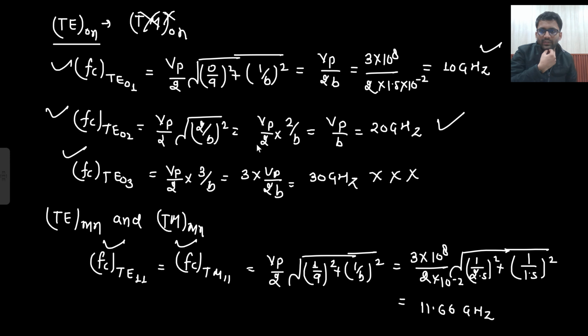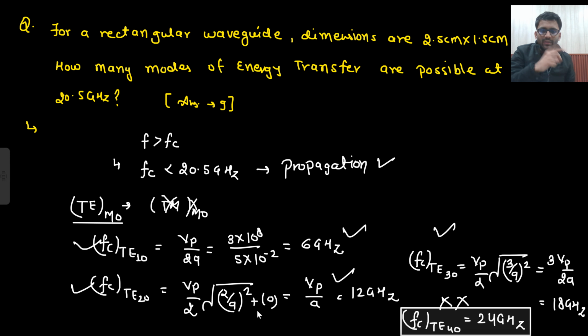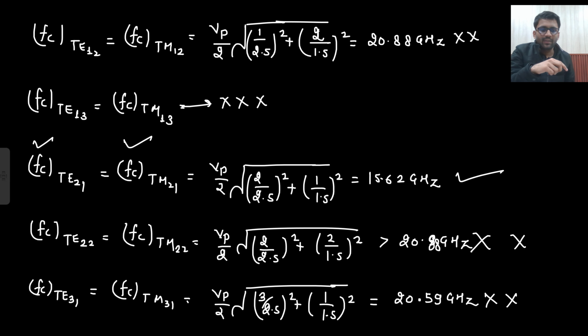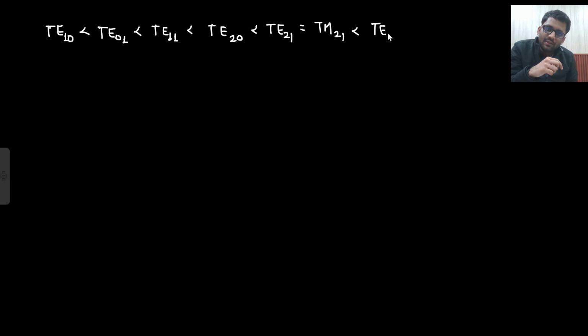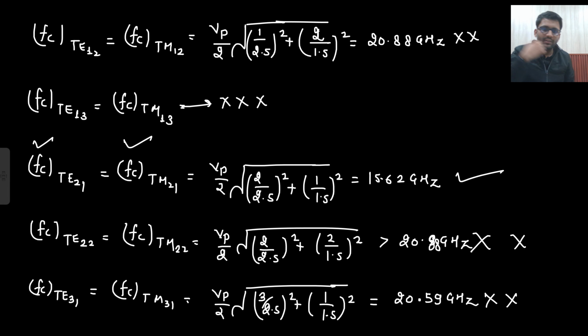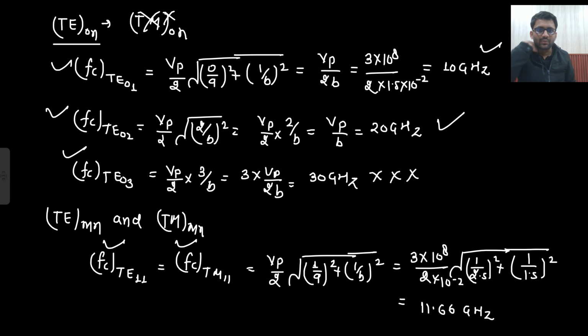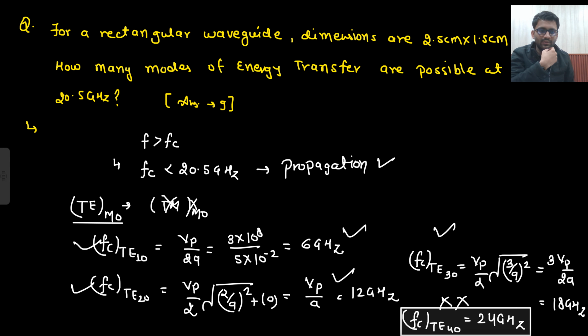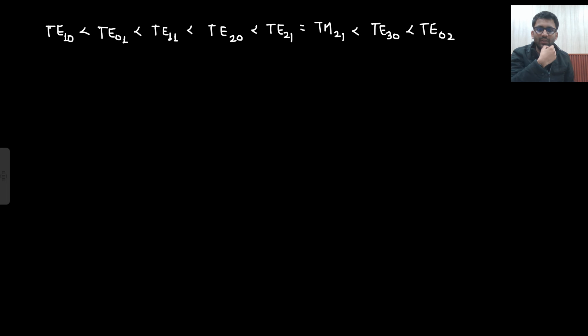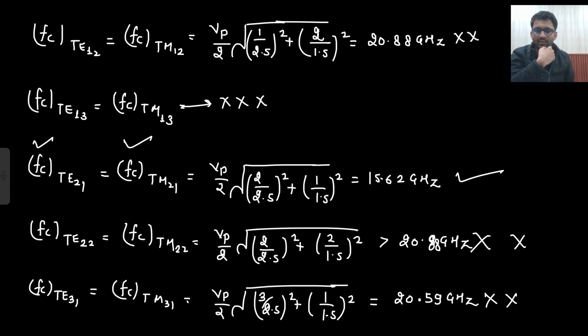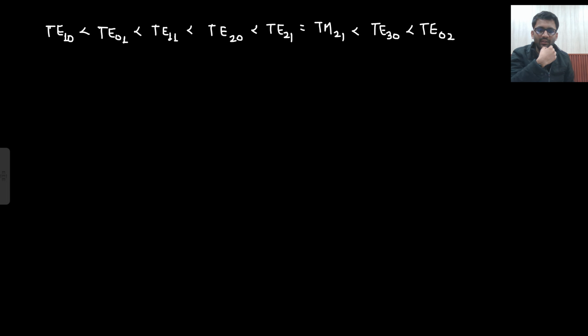11.66 is also covered. 02 will come later on. First 30 will come, and TE30. Then TE02. 1, 2, 3, 4, 5, 6, 7, 8. TE02. 30 and 02 I have written. So which one did I forget? 21, 21 I have written.